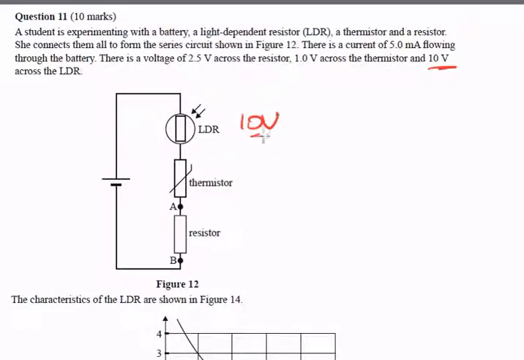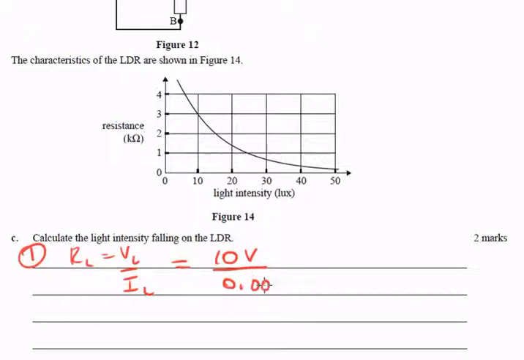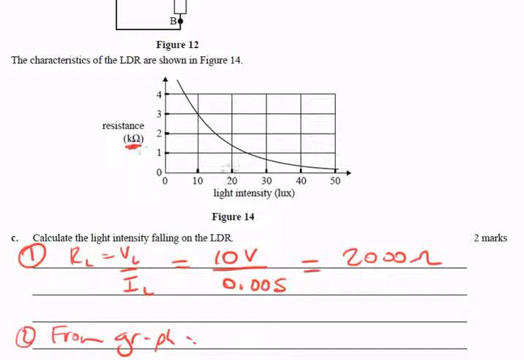Let's just check. Yeah, 10 volts, which I've got there, and again 0.005 amps. 10 over 0.005 amps gives me 2000 ohms. Alright, 2000 ohms. That's what I've got to read now from the graph. Now for 2000 ohms, I've only got 0, 1, 2, 3, 4, but I've got kilo ohms. So 2000 ohms is 2 kilo ohms. So here we are, 2 kilo ohms, and it looks like it is 15 lux.